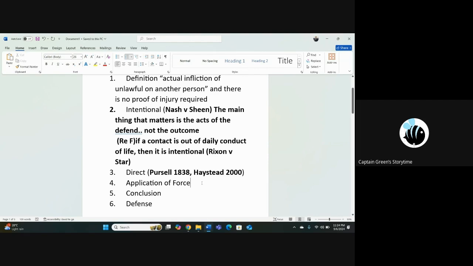Coming towards the fourth element, you must state that there was application of force used. The most important case for this is Turner, which is present in the book. Okay, Turner case.